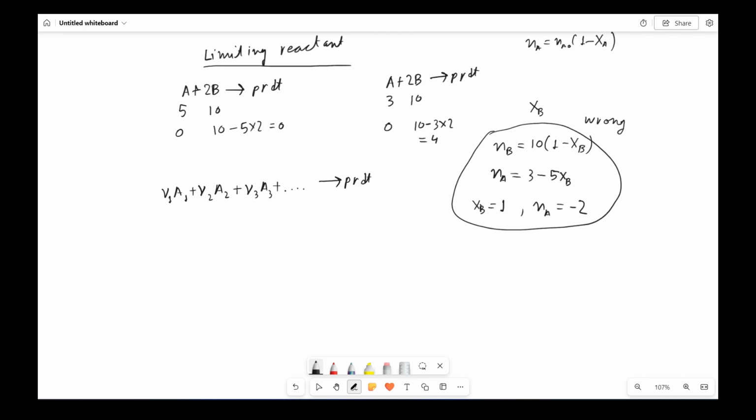Now the mu i are the stoichiometric coefficients. Now suppose I assume that A2 is the limiting reactant. Assume that.